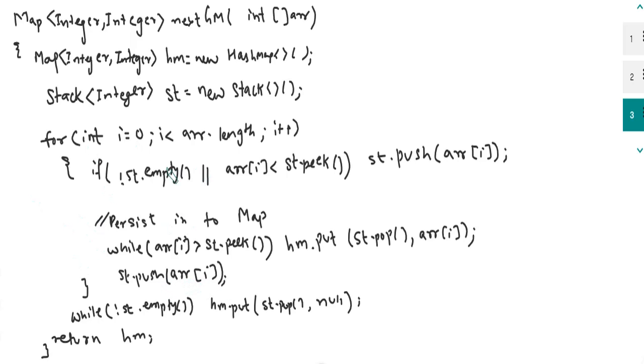In the last, this while loop is checking until the stack is empty. There are left elements for which the next greater element is not obtained. So for those elements we are going to persist the next greater element as null into the hash map, and here we are returning our hash map.